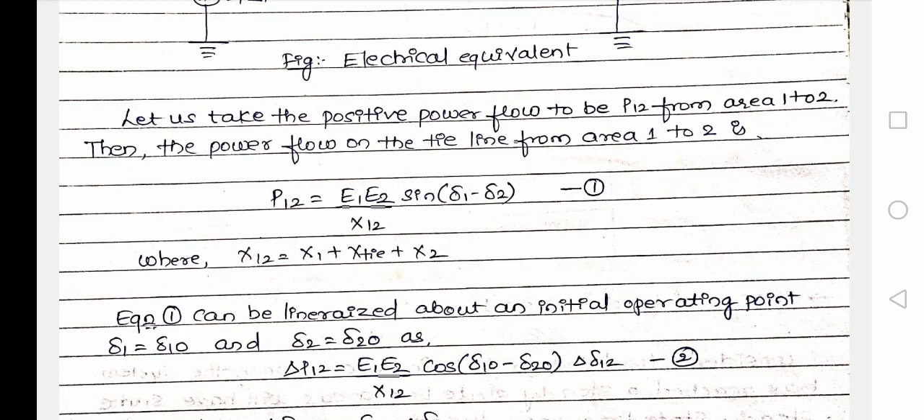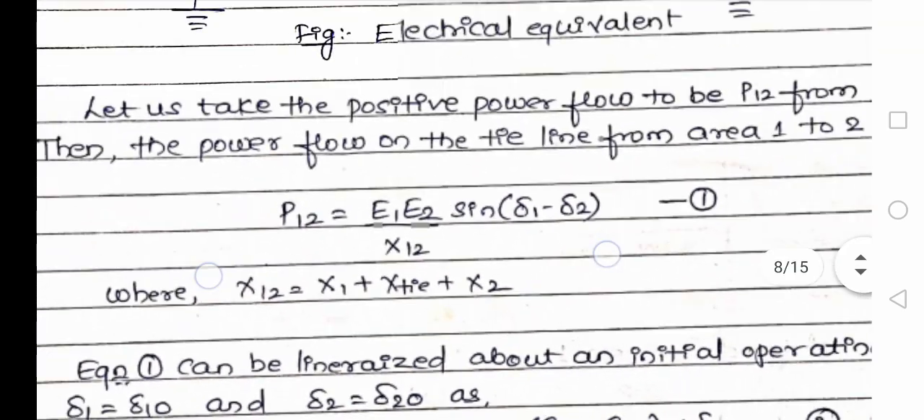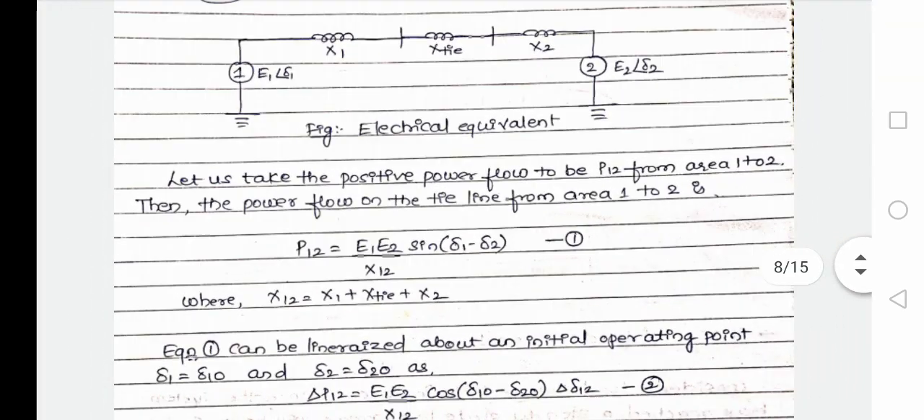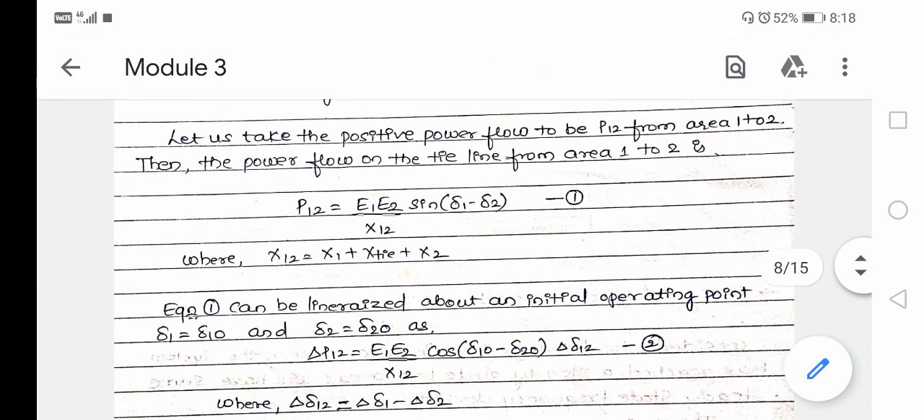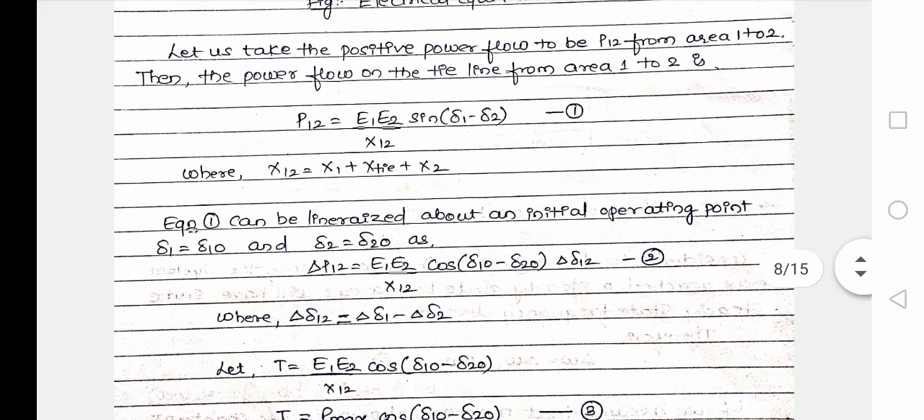So that is the equation you have to take, that is, already you know the equation for power, P is equal to EV by X into sine of delta. Similarly, P12 is equal to E1 E2 into sine of delta 1 minus delta 2 divided by X12. You can take it as equation number 1, wherein X12 is nothing but the total reactance of area 1, area 2 and the tie line, x1 plus x2 plus x tie. Here the equation 1 can be linearized about the initial operating points.